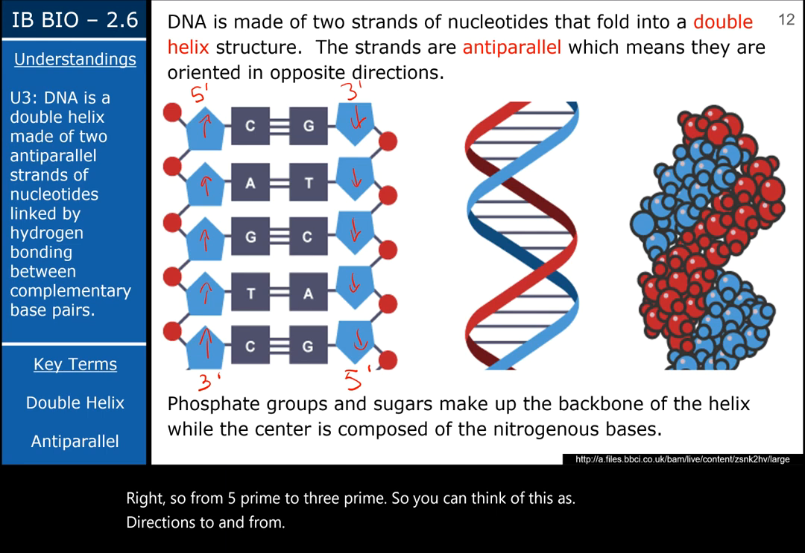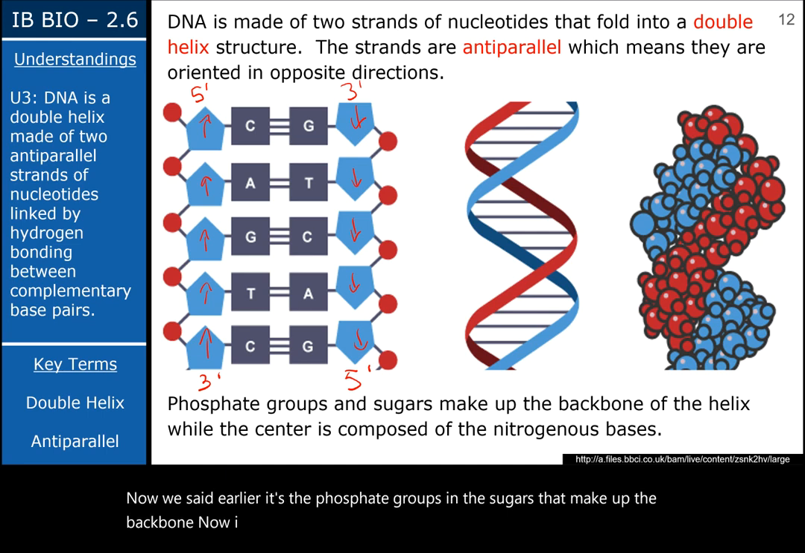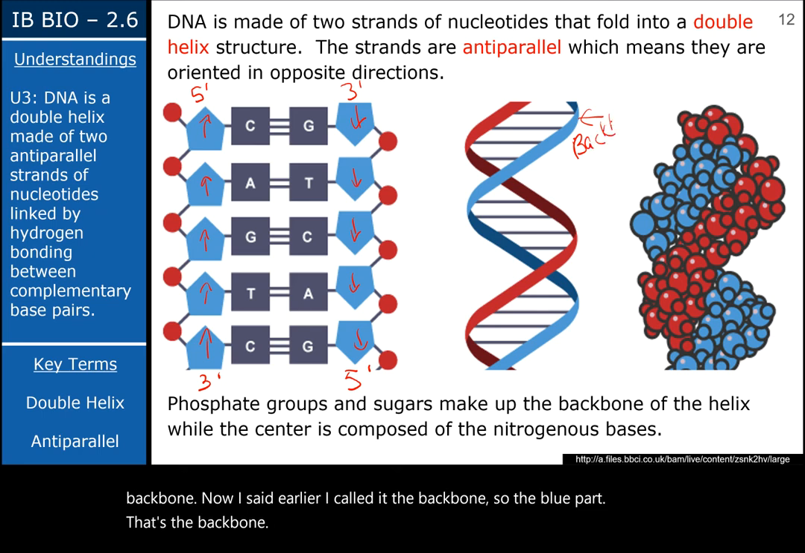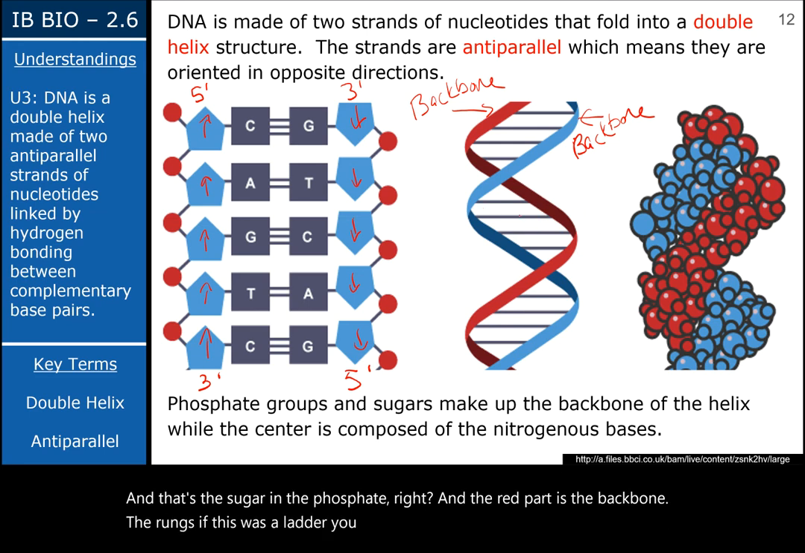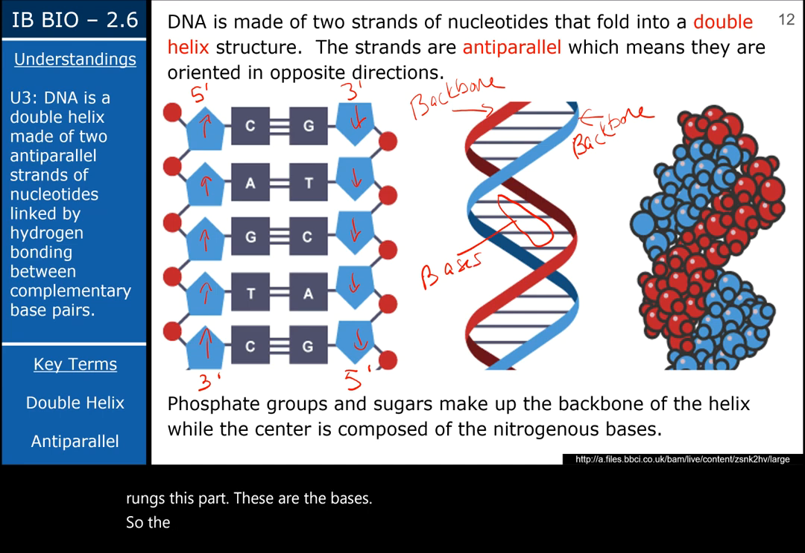Now, we said earlier, it's the phosphate groups and the sugars that make up the backbone. So the blue part, that's the backbone. And that's the sugar and the phosphate, right? And the red part is the backbone. Now, the rungs, if this was a ladder, you made it straight and it looks like a ladder. The rungs, these are the bases. So the bases are the steps in the ladder, and the backbone is the phosphate and the sugar.